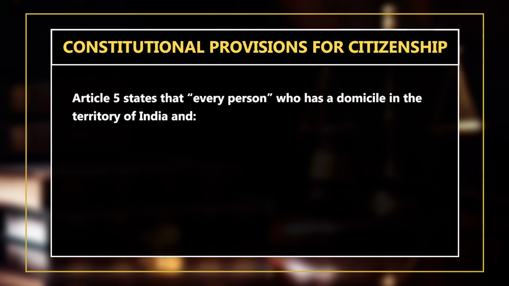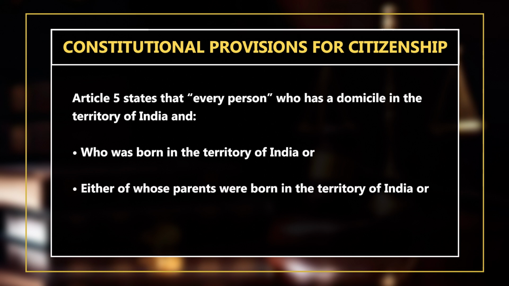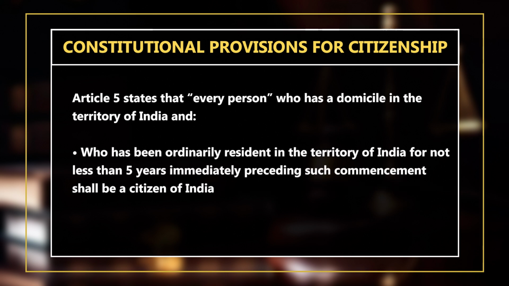Article 5 states that every person who has a domicile in the territory of India and who was born in the territory of India, or either of whose parents were born in the territory of India, or who has been ordinarily resident in the territory of India for not less than 5 years immediately preceding such commencement, shall be a citizen of India.